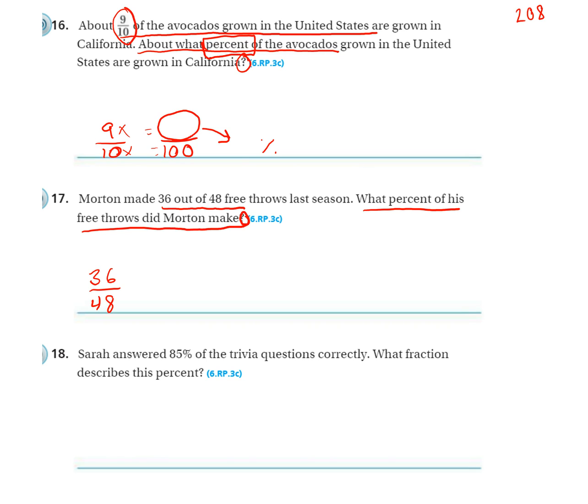So this is one of those particular problems where you are going to have to divide. Okay, so you divide the denominator into the numerator, and what this is going to do is change it to a decimal for me, and then once it's a decimal, I can just move the decimal to change it to the percent. So 48 can't go into 36, so I add a decimal, add a 0. I can bring my decimal straight up now. And 48 into 360 is essentially what it is.